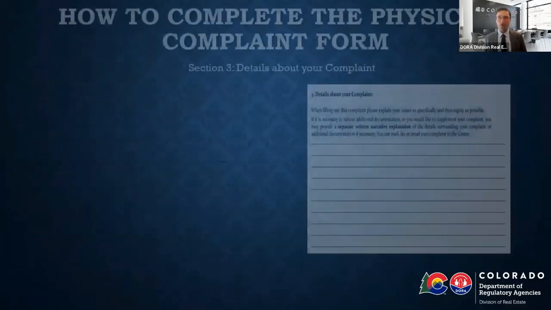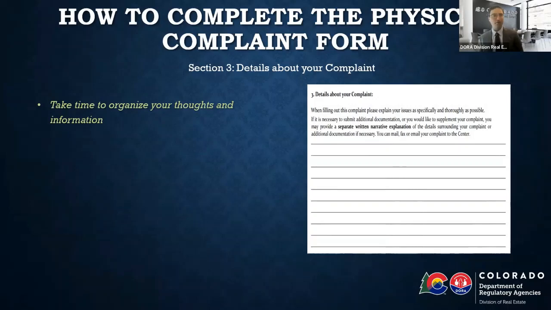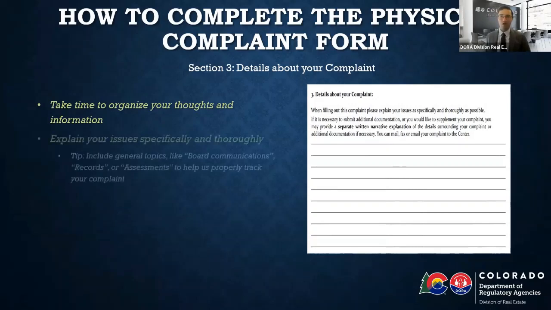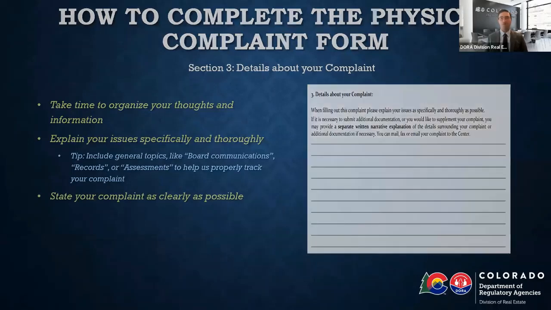Moving forward here. Section 3 of the form is details about your complaint. Here we really encourage you to take the time to organize your thoughts and information. The more clear you can make your narrative, the better we can follow your complaint. If possible, try and include broad general topics like board communications, records, or assessments, for example, to help us properly track your complaint. Again, this is the physical complaint form.